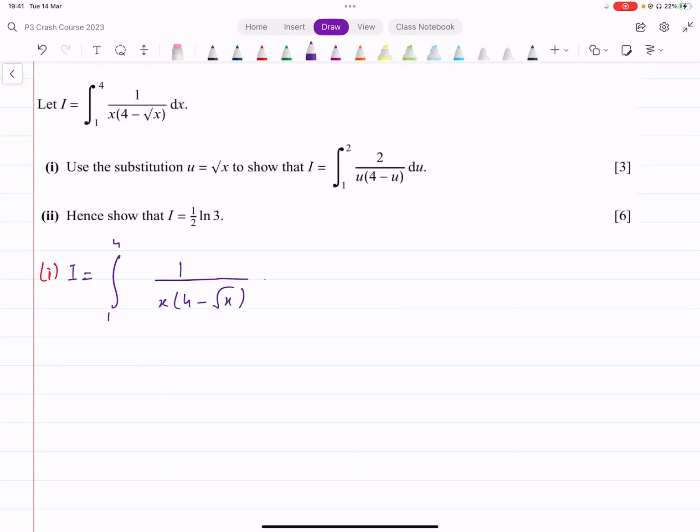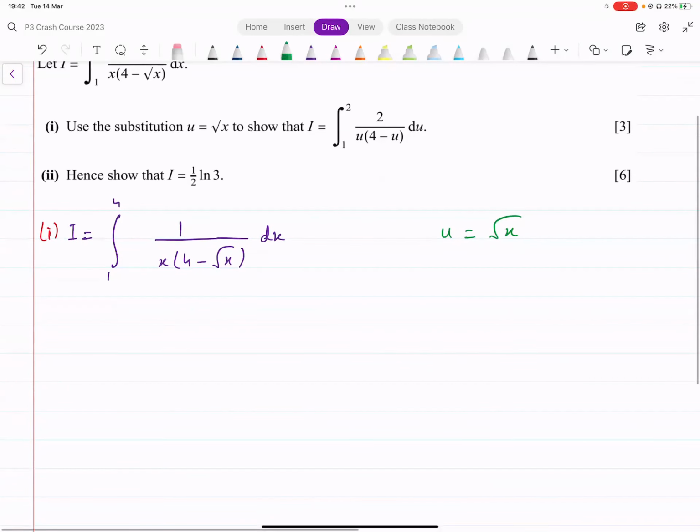Now, when they ask you to use a substitution, you have to use it. There's no other choice. You have to use what they're saying. They've asked you to use this substitution, so you should be using that substitution. Now, what exactly is the substitution? It's u equals square root of x. Let's write that down on the side here. U equals square root of x. That's the substitution that we have to be using here.